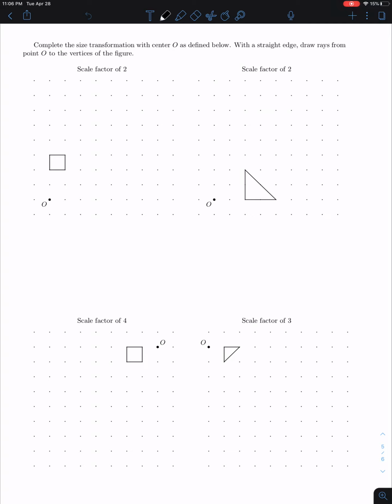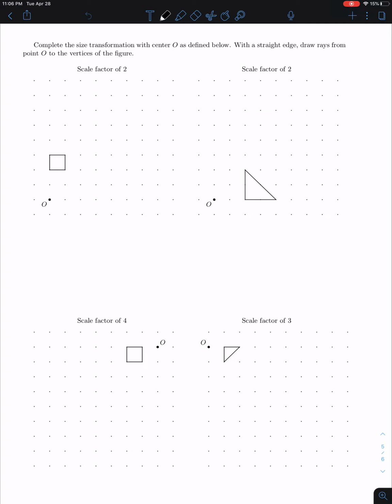So in this case, we've got a little square and we want to make this into a scale factor of 2. So essentially we want to double the size of the square. The first thing we have to do is see where our dilation point is. In this case, that's our point O. And then what you want to do is connect.